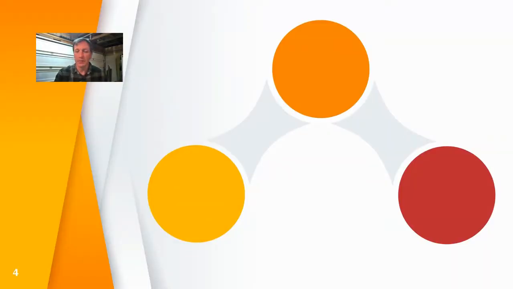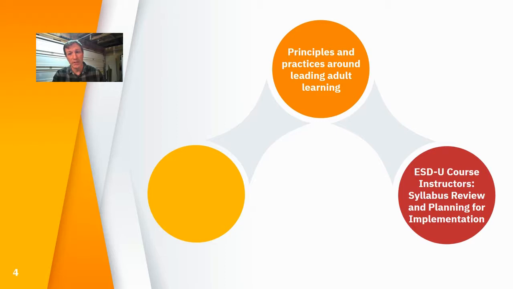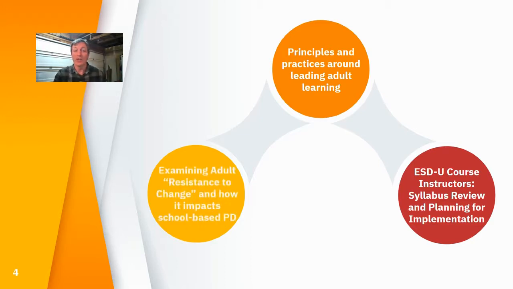I mentioned that there'll be a couple different subgroups of people working with us. All of us are going to be focusing on principles around practicing adult learning and theory and putting that into practice. There will be a subgroup of ESDU course instructors. For those of you that don't know what ESDU is, ESD 112 has an alternative route to teacher certification program that has been very successful. The subgroup of you that are affiliated with ESDU are going to have a little bit different task in the third part of our Zoom meeting. The rest of us are going to be looking at adult resistance to change, and we'll talk more about that when we're together for Zoom.